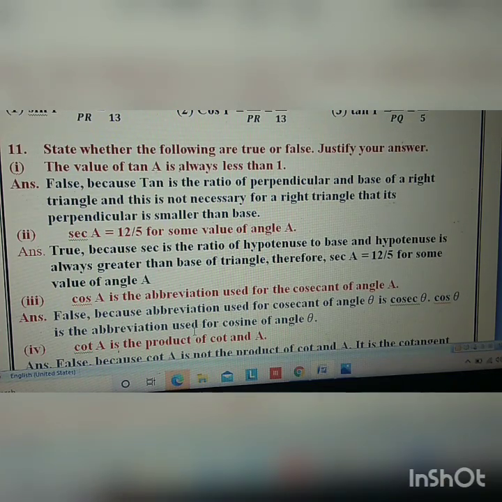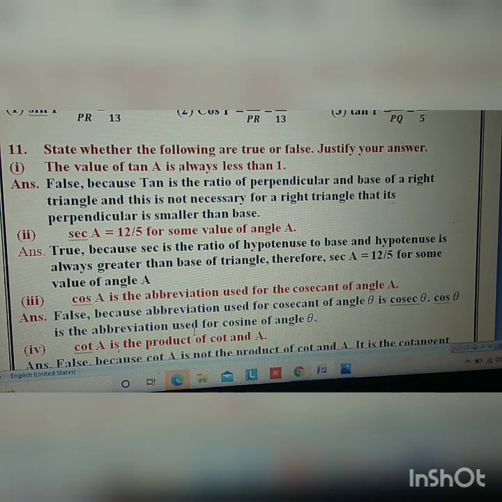Okay. So sec A is 12 upon 5. As we know, sec is the ratio of hypotenuse to the base, and the hypotenuse of a right triangle is always greater than base. So sec A is 12 upon 5, that is numerator hypotenuse is 12 and base denominator is 5. So it can be the value of sec A, because hypotenuse is always greater than base.